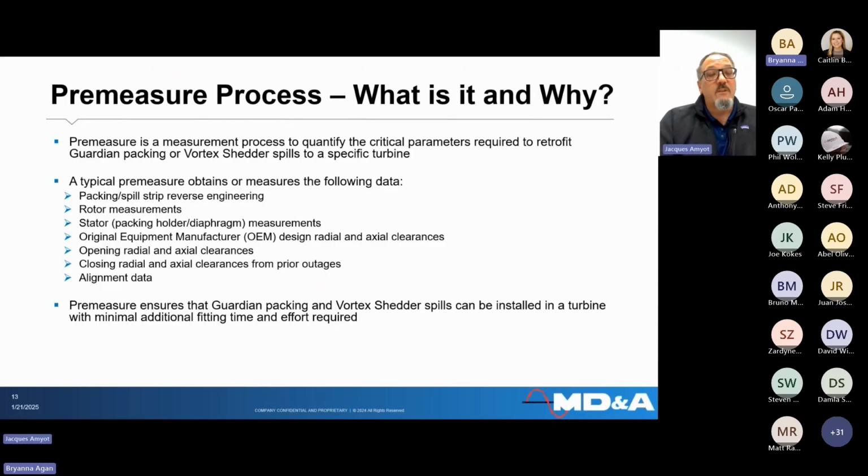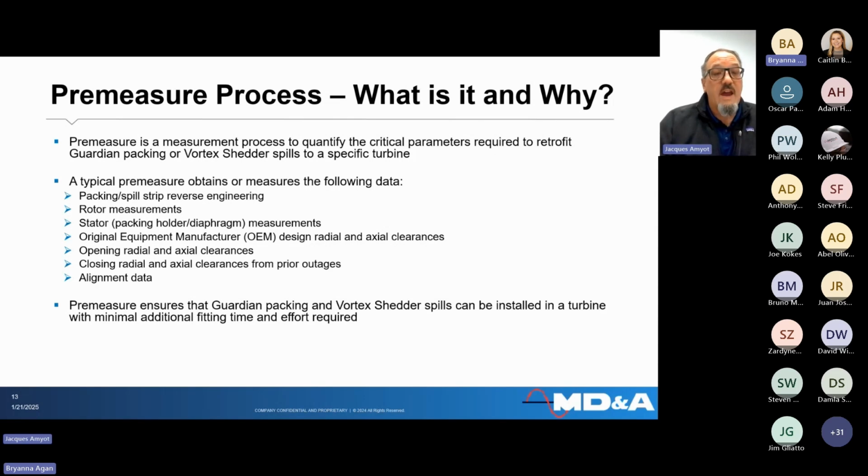So what does the pre-measure process look like? We're trying to define or quantify the critical parameters required to retrofit Guardian packing or vortex shedder spill strips. What we do when we do that is we reverse engineer this packing or the spill strips. Sometimes we don't necessarily have to do that because we know them by part number, but a lot of the time we do actually reverse engineer the existing seals within the turbine to ensure that when we produce replacements, they will drop in. We measure the rotor diameters, band spacing, interfaces, things of that nature.